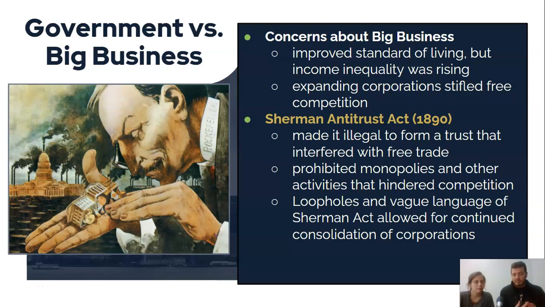The problem with the Sherman Antitrust Act was that it had a lot of loopholes, it had a lot of vague language, and it basically didn't do anything. It prohibited monopolies, but companies were allowed to continue because it lacked a lot of teeth, a lot of bite to actually get rid of these trusts and monopolies.